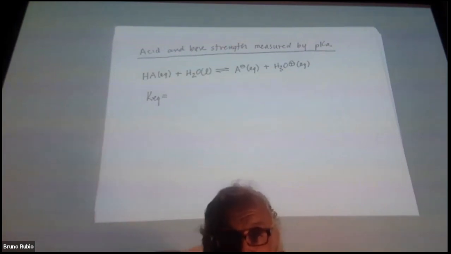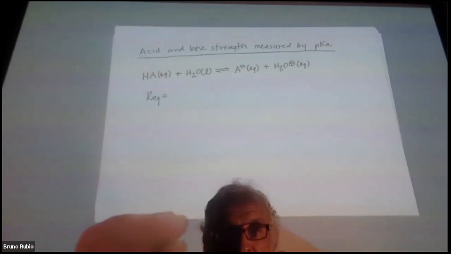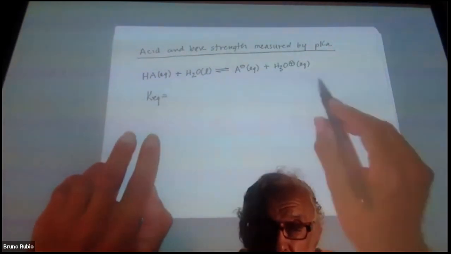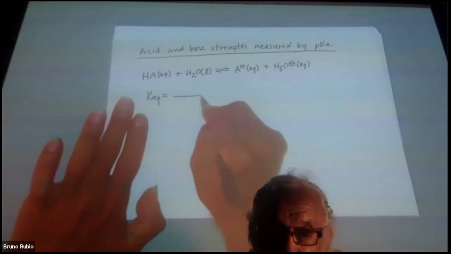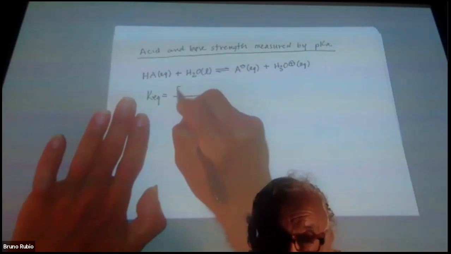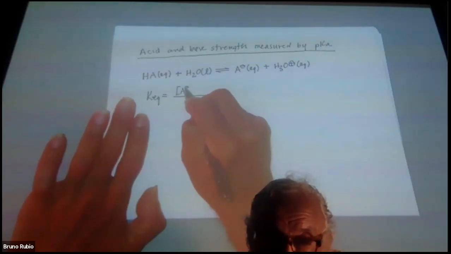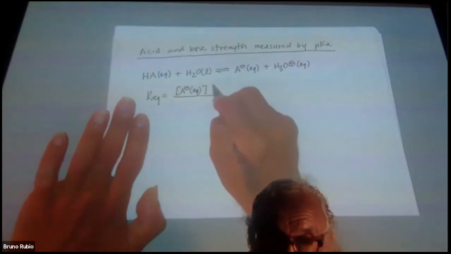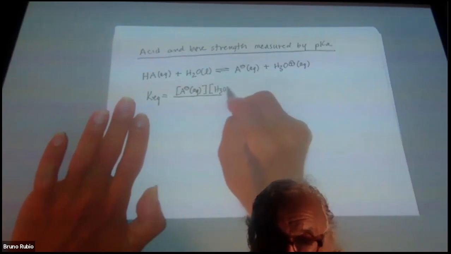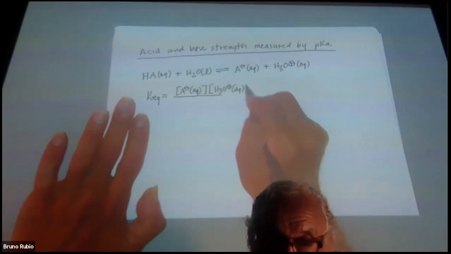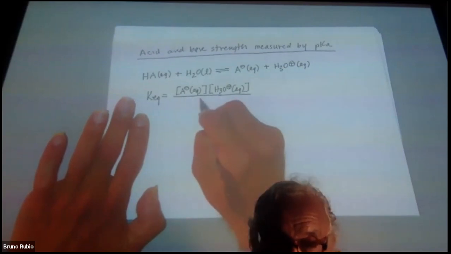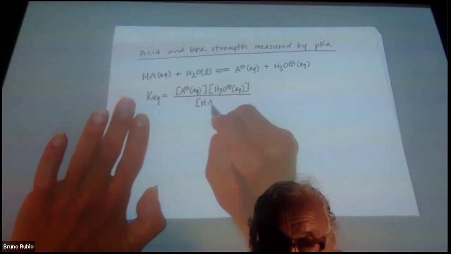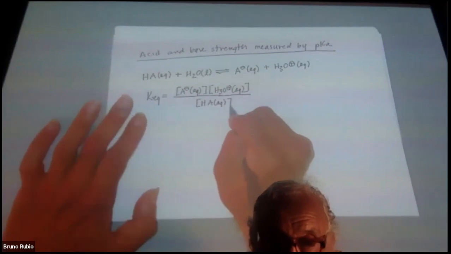In the denominator, you have the concentration of the reactants, each of them exponentiated to a power equal to the coefficient in the balanced equation. So for our acid-base reaction here, the equilibrium constant would be the concentration of A minus at equilibrium times the concentration of hydronium ion at equilibrium divided by the concentration of HA at equilibrium.